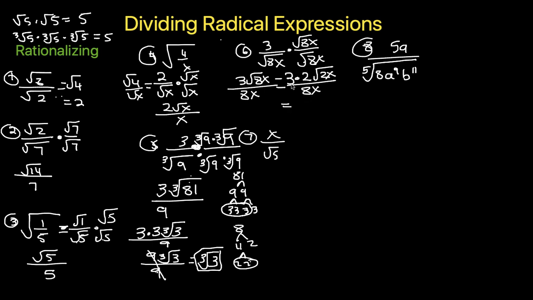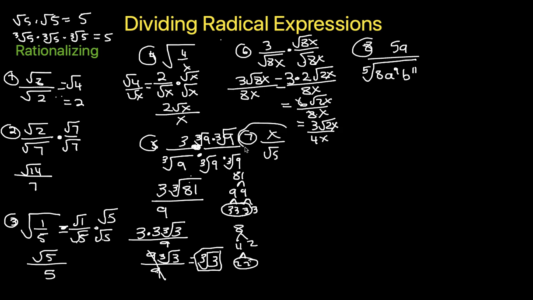So this will equal 3 times 2 is 6 square root of 2x over 8x. I can simplify 6 and 8 by 2. So divide both of these by 2 to get 6 divided by 2 is 3, 8x divided by 2 is 4x, and the root stays the same. So that would be our final answer.